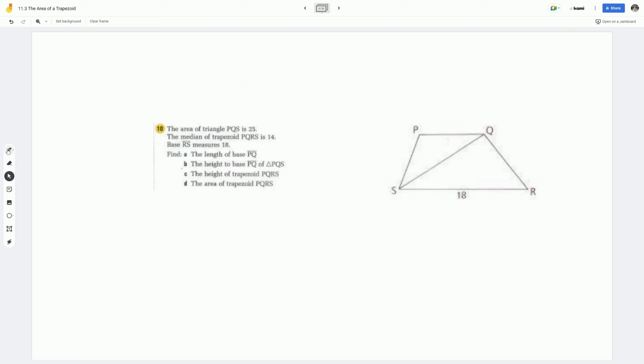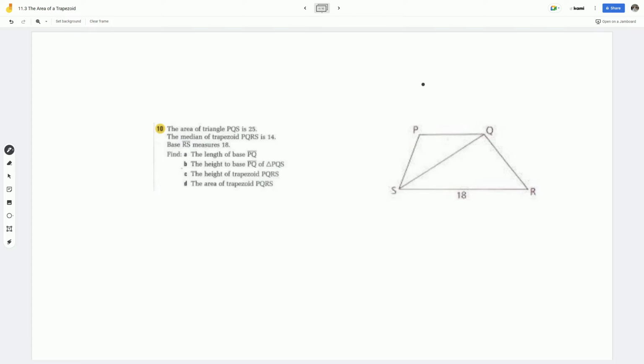Alright, next problem here. The area of a triangle PQS is 25. The median of the trapezoid PQRS is 14, and the base RS measures 18. We need to find the length of base PQ right here. We need to find the height to base PQ of PQS, which is this right here, and the height of trapezoid PQRS, which is once again this right here. And then we also need to find the area. So let's start with the length of base PQ.